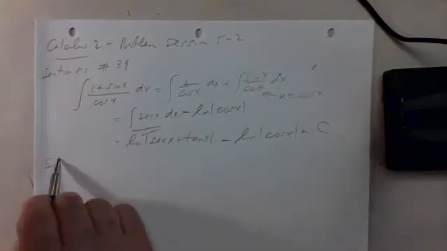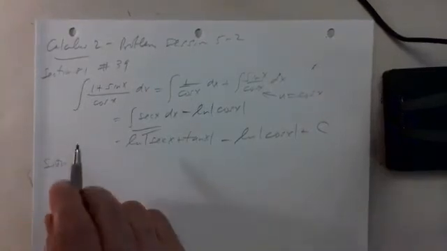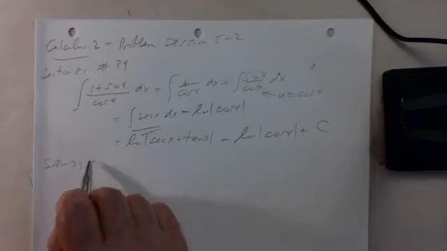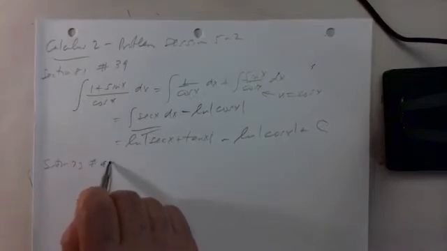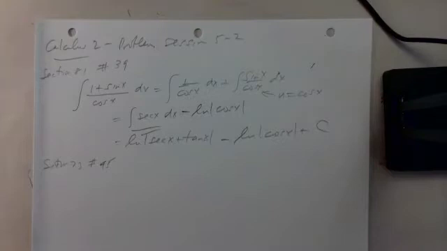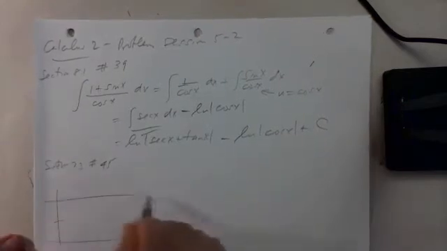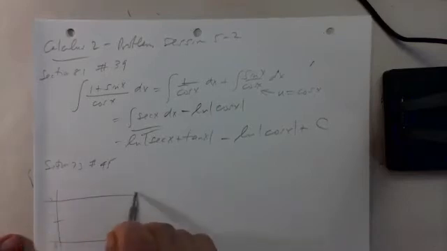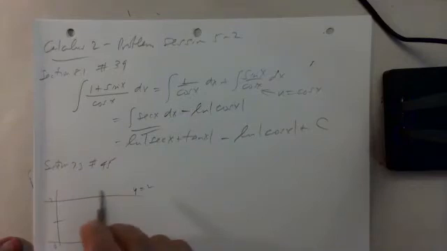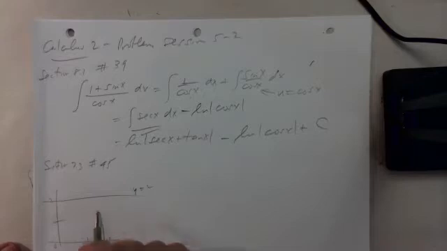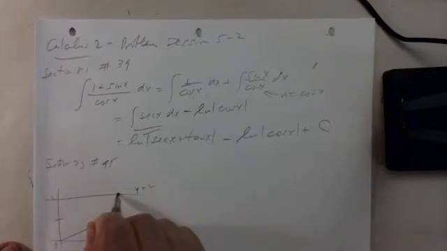So section 7.3, number 45. So this is the section on the shell method. It says a solid is generated by revolving the region bounded by y equals a half x squared and y equal 2 about the x-axis. So this is the horizontal line, y equal 2. If you take the parabola y equal 1/2 x squared, that looks like this.